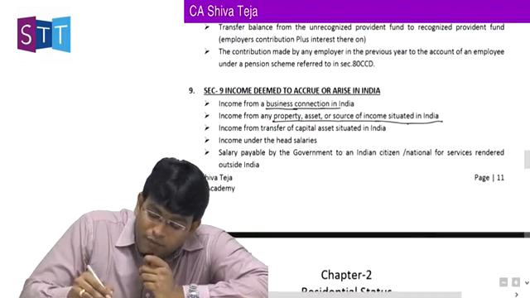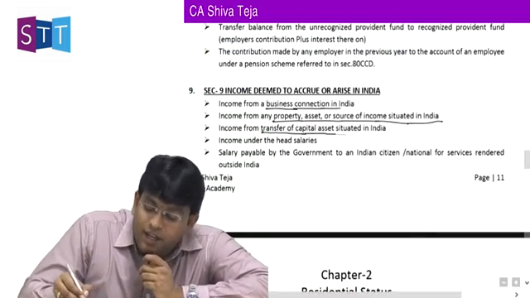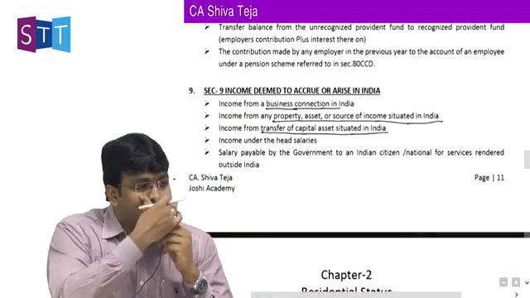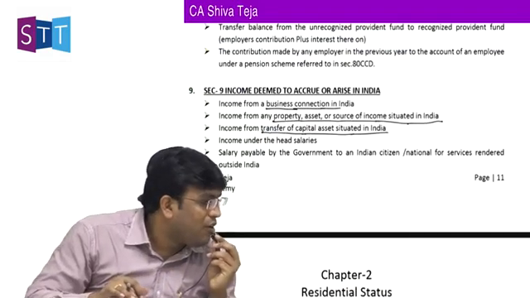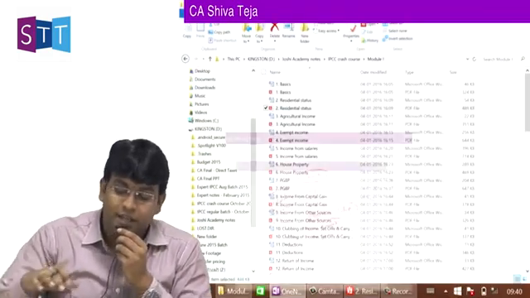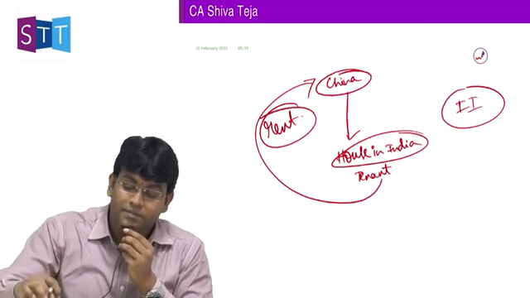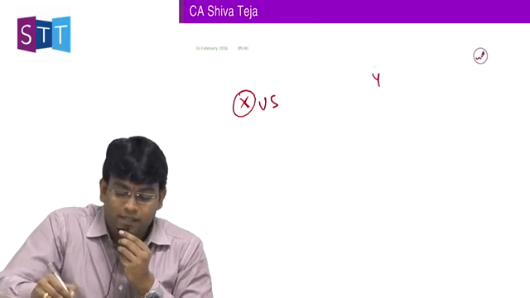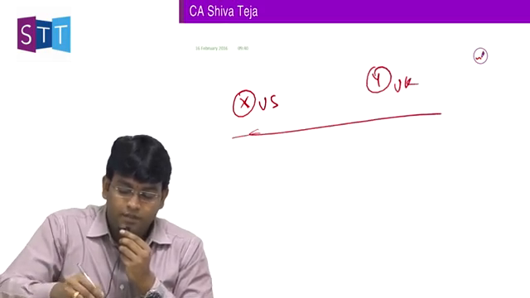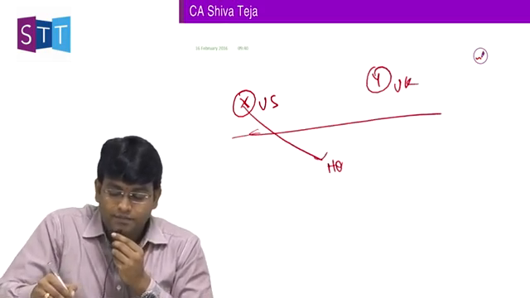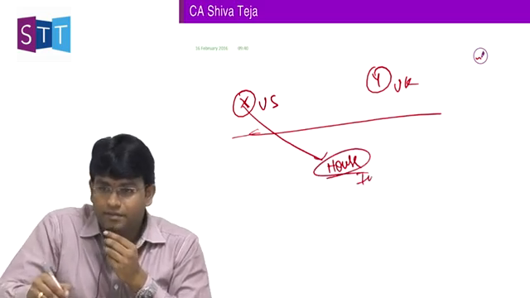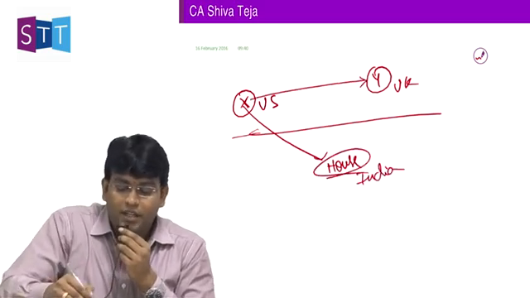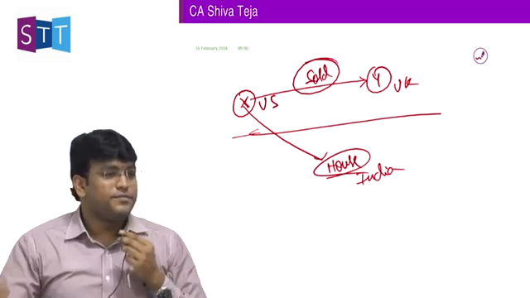Next. Income from transfer of capital asset situated where, sir? In India. Means if you sold an asset which is in where? In India. For a simple example, how does it look like? Let's say for a second, there is a person X. He is in US. There is a person Y who is in UK. X is having one house in India. He sold that house to Y who is in UK.